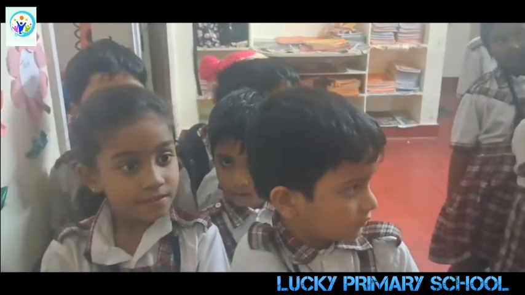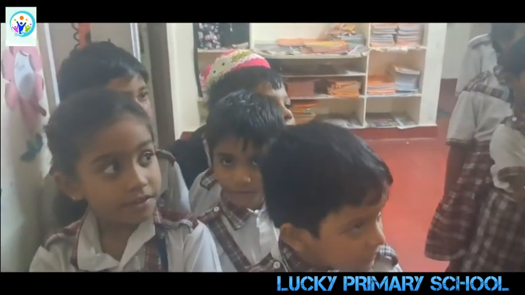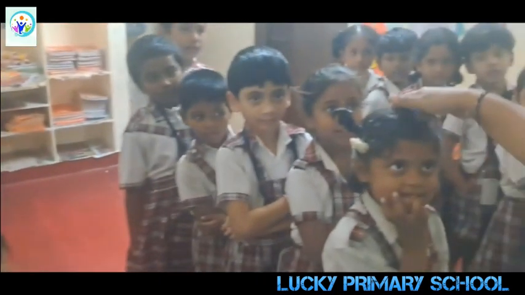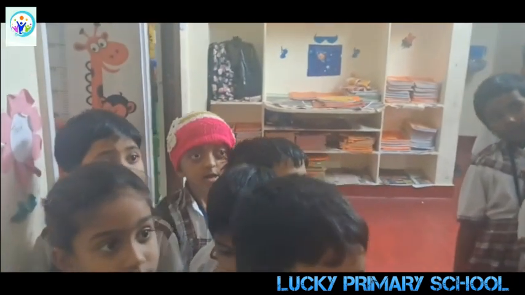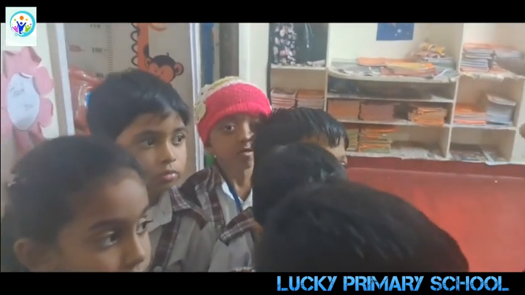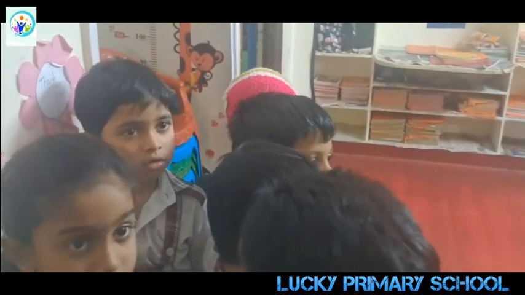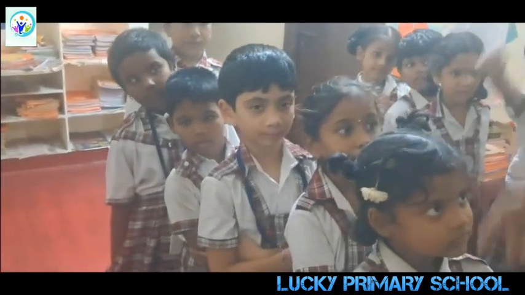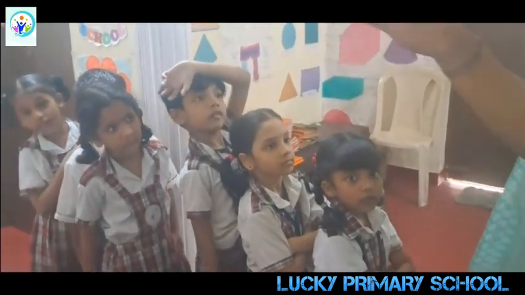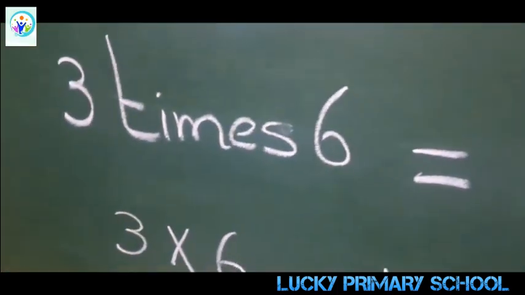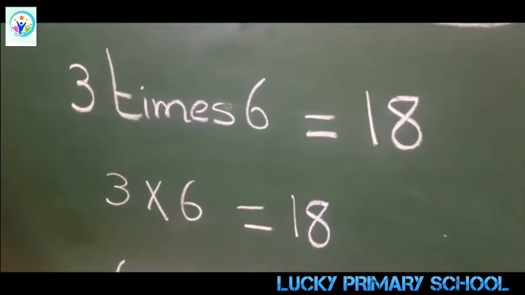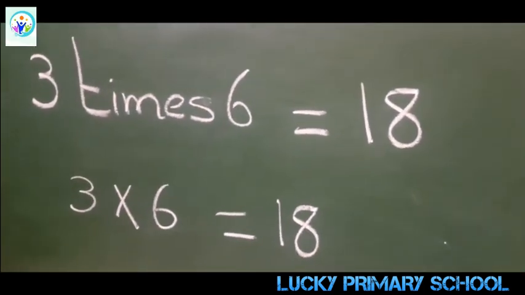Total how many groups were there? 3 groups. First group, second group and third group. In each group, how many persons were there? 6 people. 1, 2, 3, 4, 5 and 6. In each group, first group 6 people, second group 6 people and third group 6 people. All together how many? 18. 3 groups of 6 is what? 18. 3 times 6 is equal to 18.